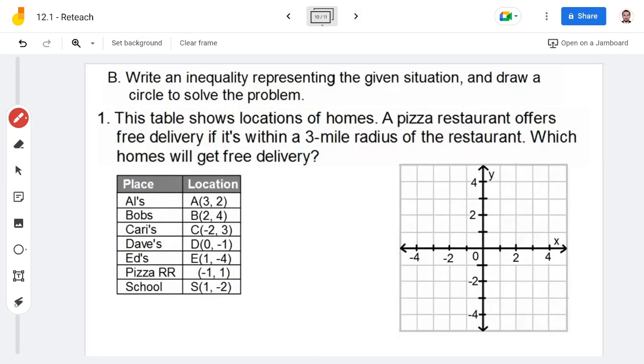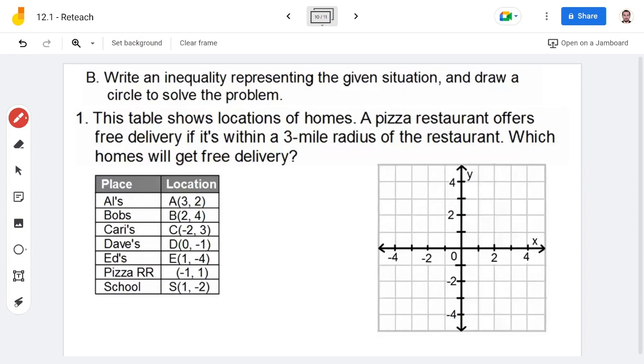Now let's take one example to understand more. Write an equation representing the given situation and draw a circle to solve the problem. So as you can see here, we need to solve this problem by drawing the circle. Now, let's read the question. This table shows the location of homes: Ali, Bob's, Karis, Dave, Aids, pizza, school. So all of these are homes.